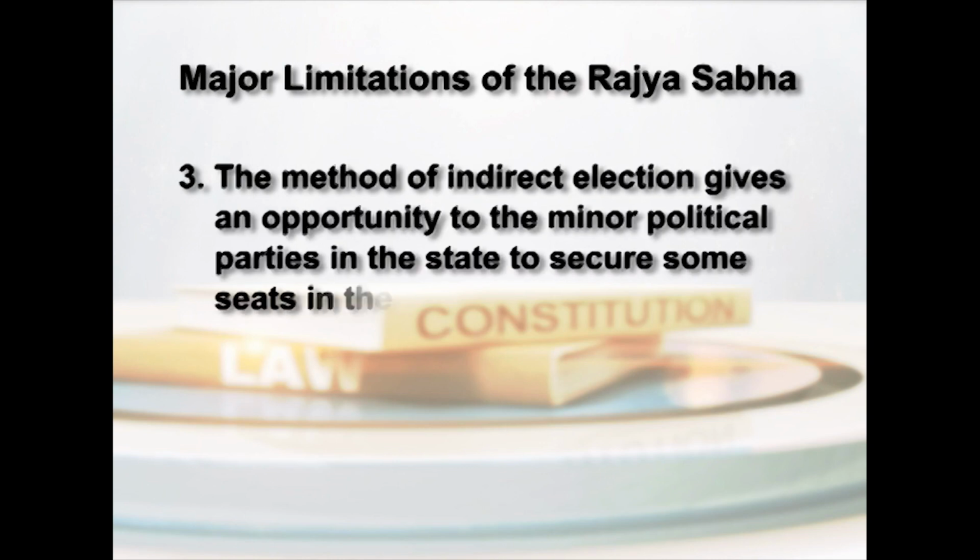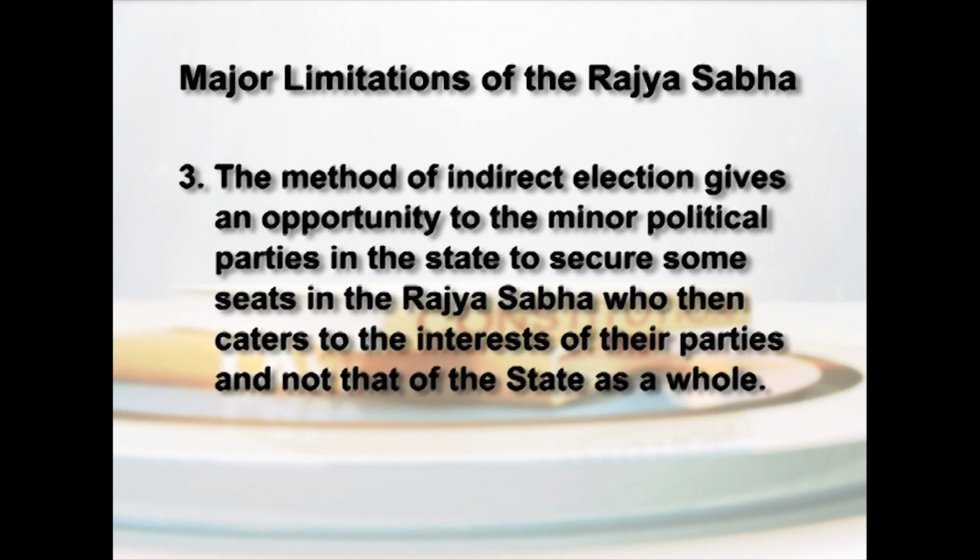Thirdly, the method of indirect election gives an opportunity to the minor political parties in the state to secure some seats in the Rajya Sabha. The result is that these minor parties end up fulfilling the demands of their parties and do not represent the state as a whole. So the basic objective behind the formation of the Rajya Sabha gets to be lost.